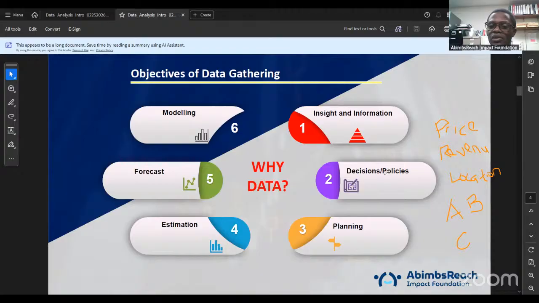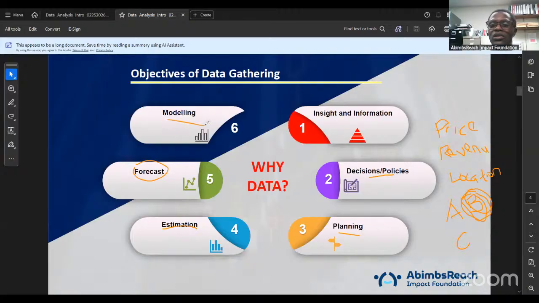Then that has spilled into decisions. Then it spills into planning, because I can now say I want to increase the number of products that I ship to location B. If location B is driving more revenue, then I can estimate how much I would generate from location B in the next 1 year. I can then look at forecasts: in the next 5 years, how much am I going to make from location B?